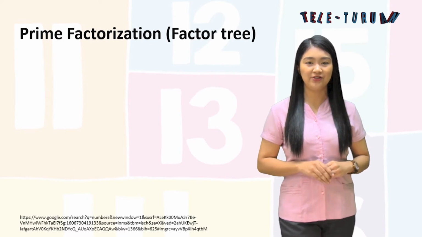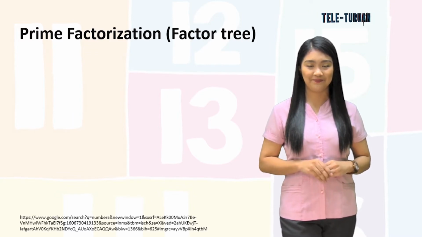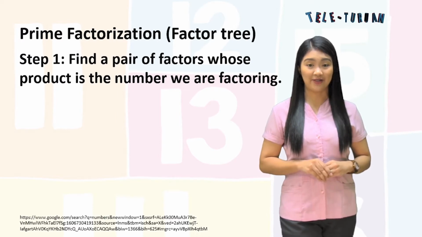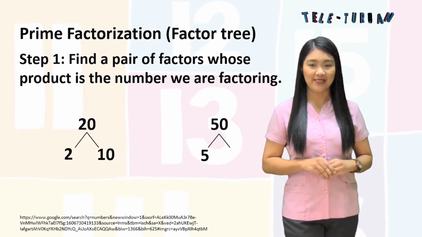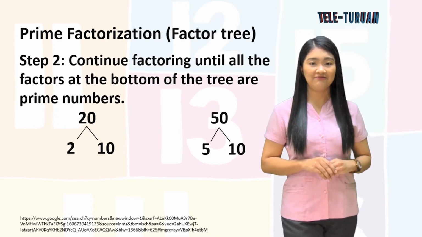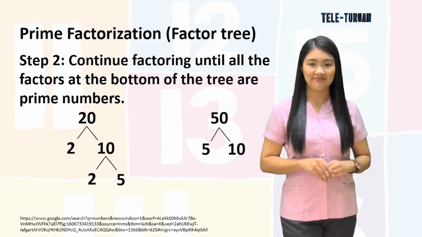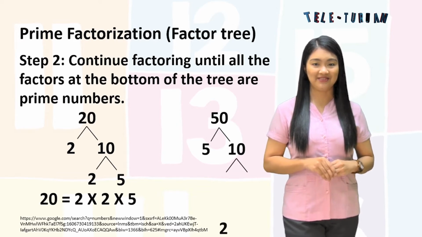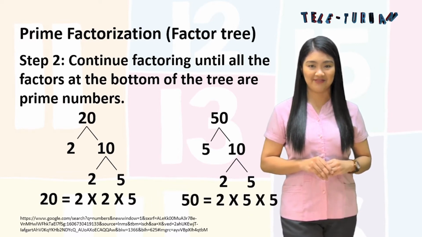The second method that you can use to solve the problem is the prime factorization, where you can use the factor tree. Step 1. Find a pair of factors whose product is the number we are factoring. For 20, we have 2 times 10. For 50, we have 5 times 10. Step 2. Continue factoring until all the factors at the bottom of the tree are prime numbers. For 10, we have 2 times 5. So, 20 is equal to 2 times 2 times 5. For 50, we have 50 is equal to 2 times 5 times 5.